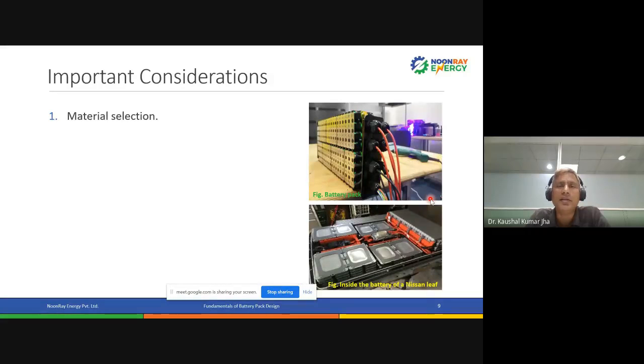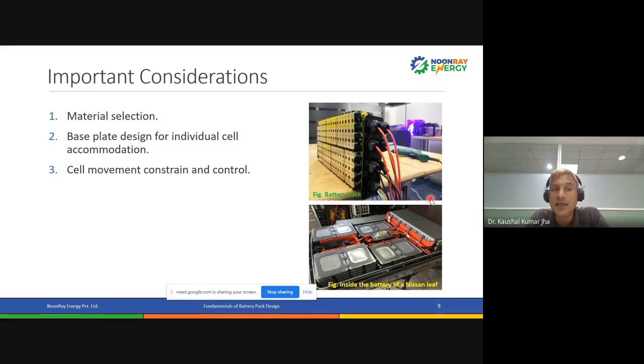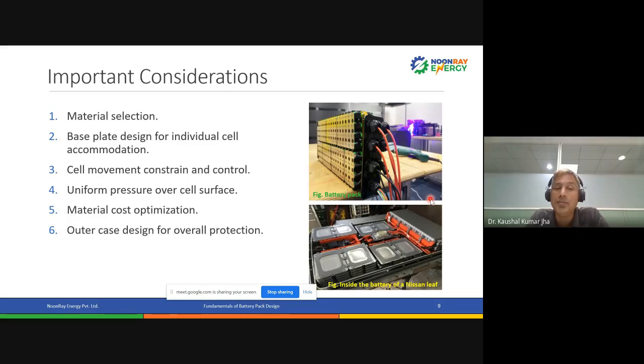So what are the important considerations for a mechanical design? The first one is material selection, then base plate design for individual cells accommodation, then cell movement constraint and control, uniform pressure over cell surfaces, material cost optimization, module case design for overall protection, bus bar design. Even though it is not exactly part of mechanical design, this is what is going to deliver your efficient power. So most of the time it comes in all three topics: electrical design, thermal design, as well as mechanical design. Then packaging constraints.